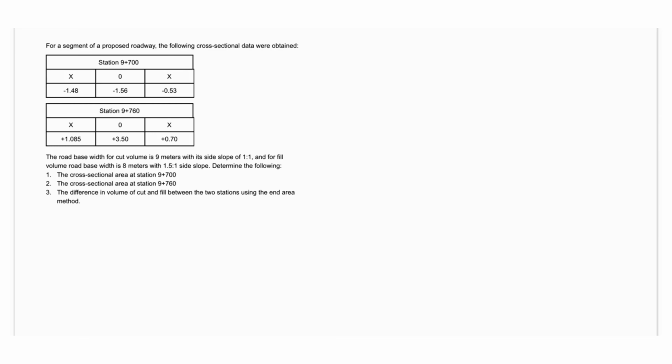In this sample problem, we will encounter a combination of cut and fill in earthwork computations. By examining the given data, we observe that at station 9 plus 700, the vertical components are negative, indicating a fill condition. On the other hand, at station 9 plus 760, the vertical components are positive, which means the section is in cut.